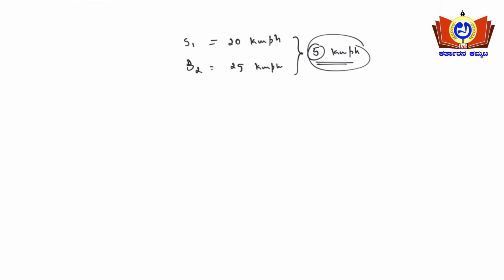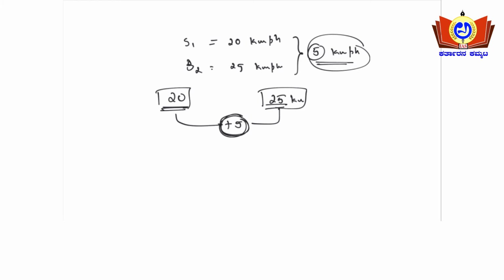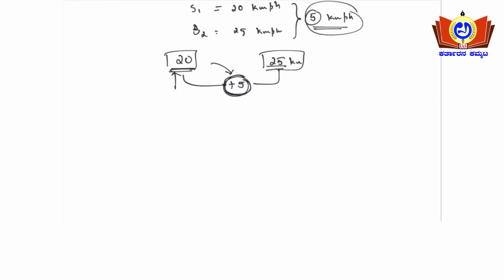Okay, so what percentage is this? If he is traveling at an initial speed of 20 kilometers per hour, he will increase the speed by 5 kilometers. So the next speed will be 25 kilometers, right? So what is the percentage increase here? See, the initial speed is 20, the new speed will be 25. 5 kilometers he has increased. So I'll be discussing in detail here.